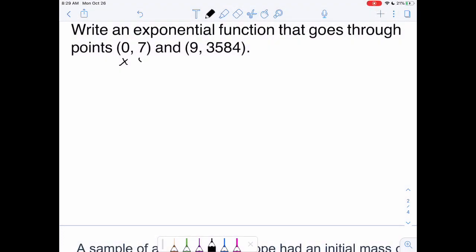Label our x and our y and write an equation. Once again, making sure that the y is written as the output and your x value is written as your exponent. Now we're going to divide our equations. Make sure the largest exponent is on top. That'll make the rest of your math easier.